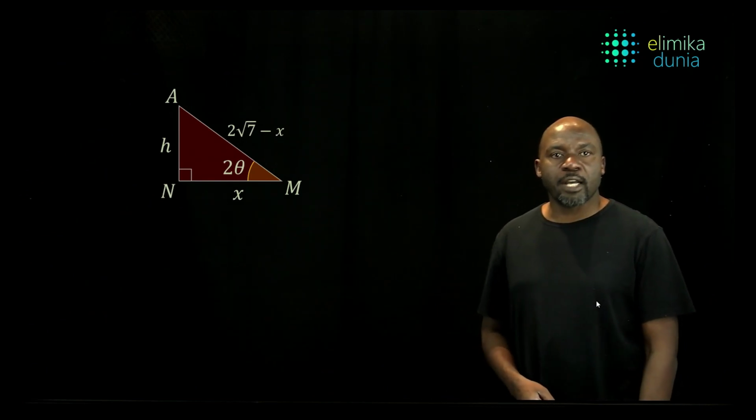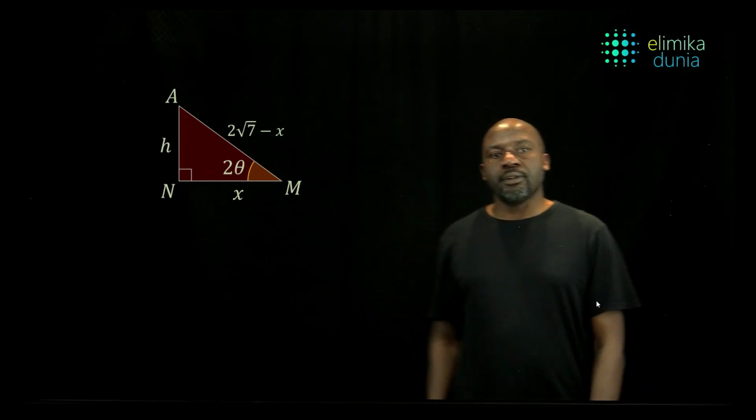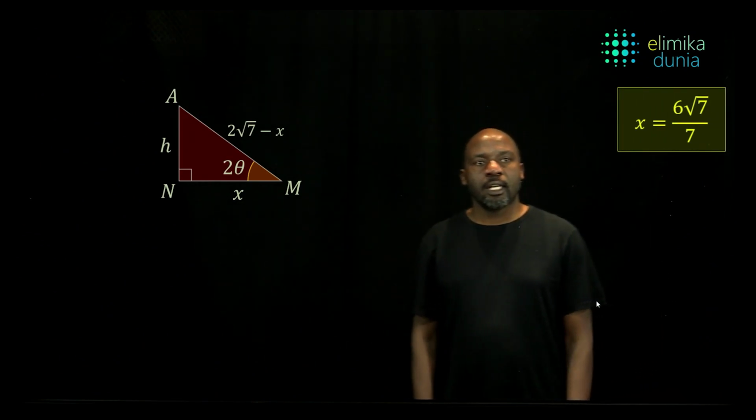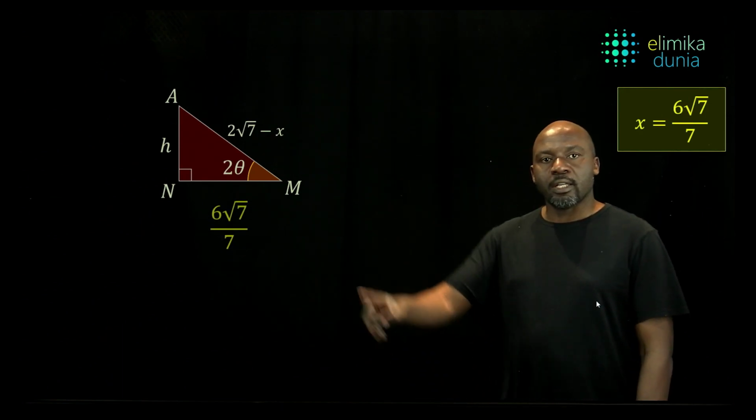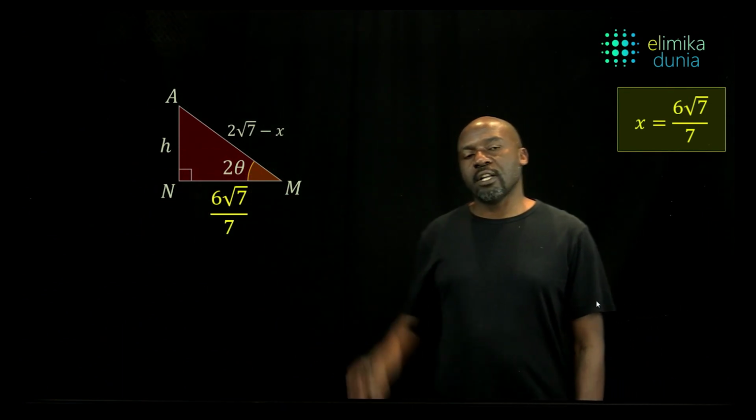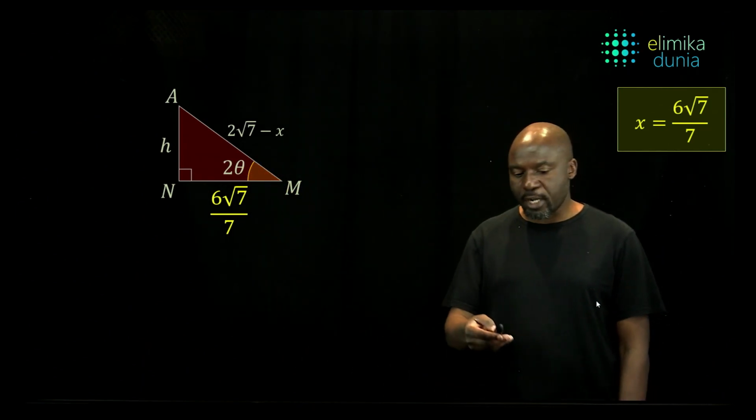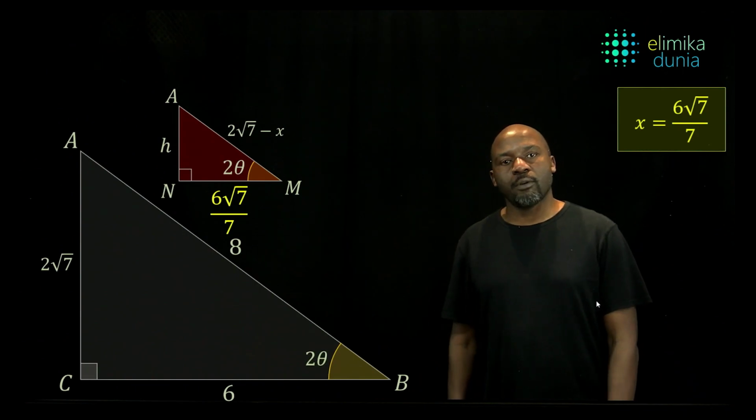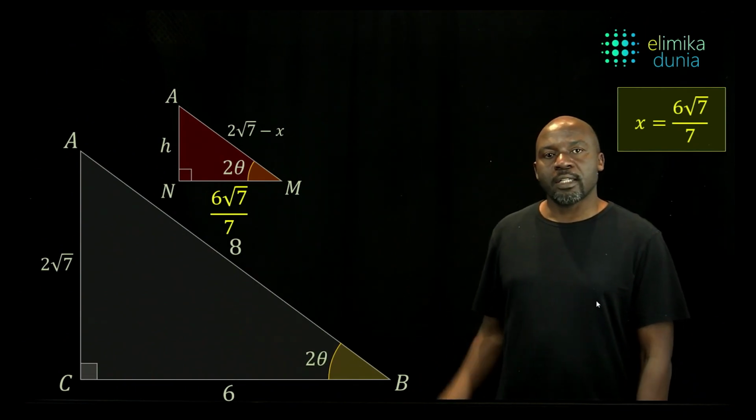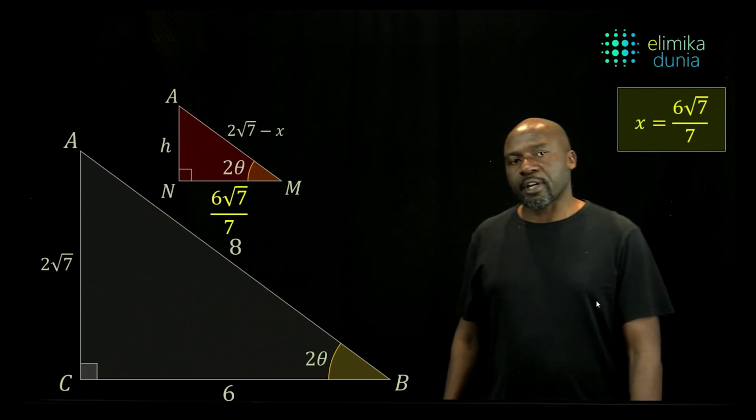Again, we are using the same kind of reasoning. So we know the value of x is now 6 root 7 over 7. Now let's try and find the value of h. Once again, we need to be looking at the two similar triangles. And if we do that, there we go. We can find h by again comparing corresponding sides.